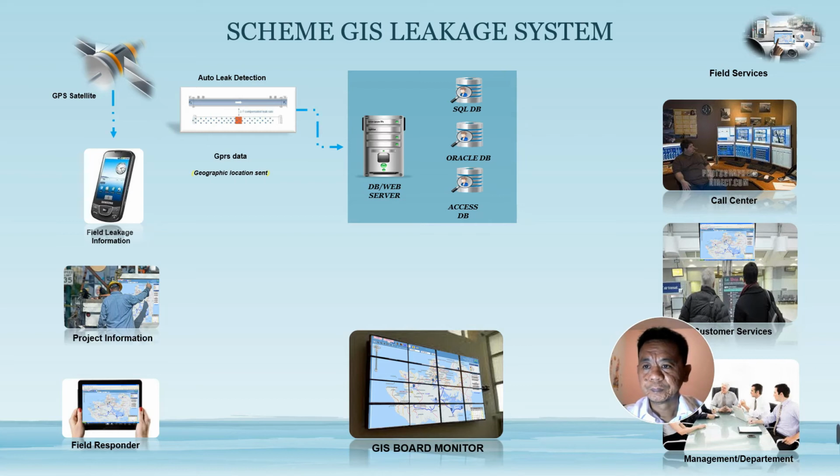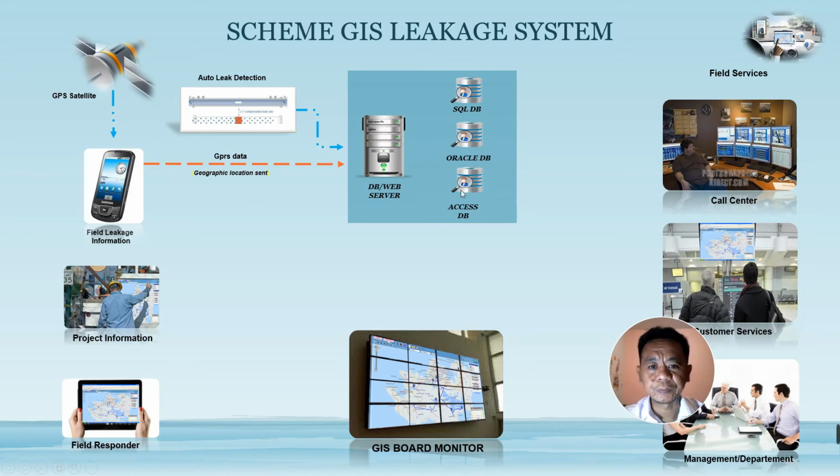We use a mobile application that we create. We need GPS satellite data, where the location of the leakage is, and other information that we can inform, for example the user and the location name, and so on. So the GPS data will be sent to the database and server.